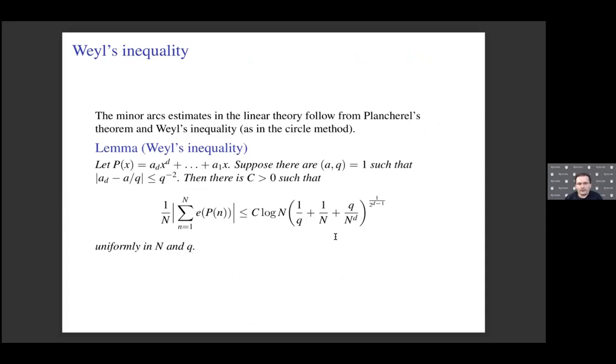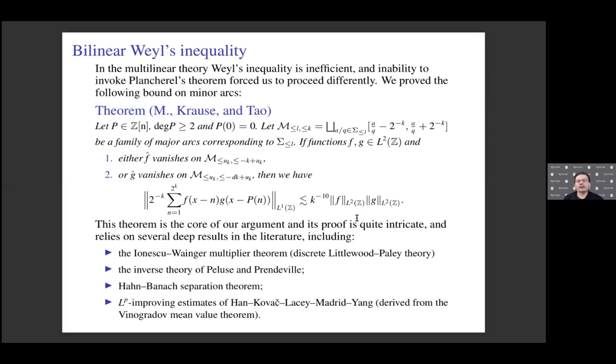Weyl's inequality allows us to provide some estimates for the normalized exponential sum in terms of n and the number q, which is the rational approximation of the leading coefficients of the polynomial from the phase of our exponential sum. Here we know that we can control this exponential sum by the following quantity, and this estimate is uniform in n and q. In the bilinear, in the multilinear theory, Weyl's inequality is inefficient, and the inability to appeal to Plancherel's theorem forced us to proceed differently.